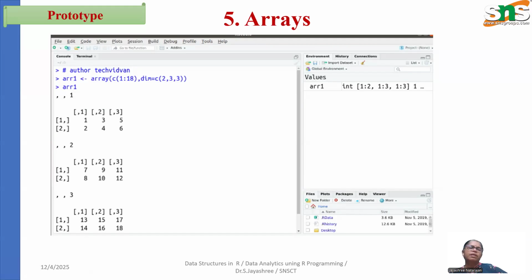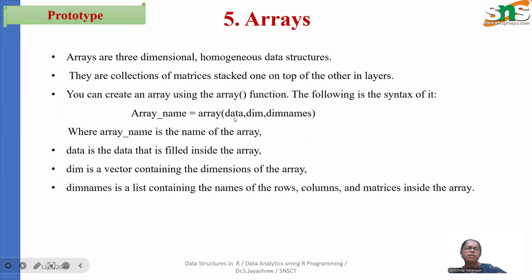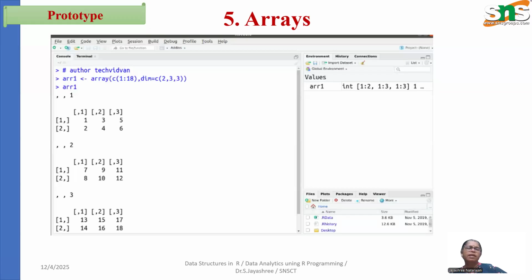Okay. There are two rows, three columns, and three sets of matrices. There are three piles. So 1, 2, 3, 4, 5, 6, 7, 8, 9, 10, 11, 12, 13, 14, 15, 16, 17, 18. It is arranged like this. So dim is c of 2, 3, 3, and then the dimension names.